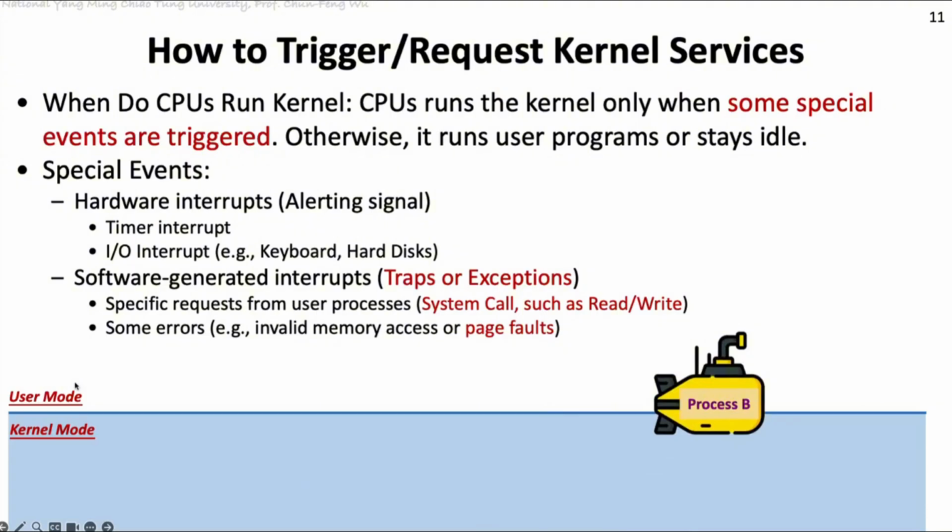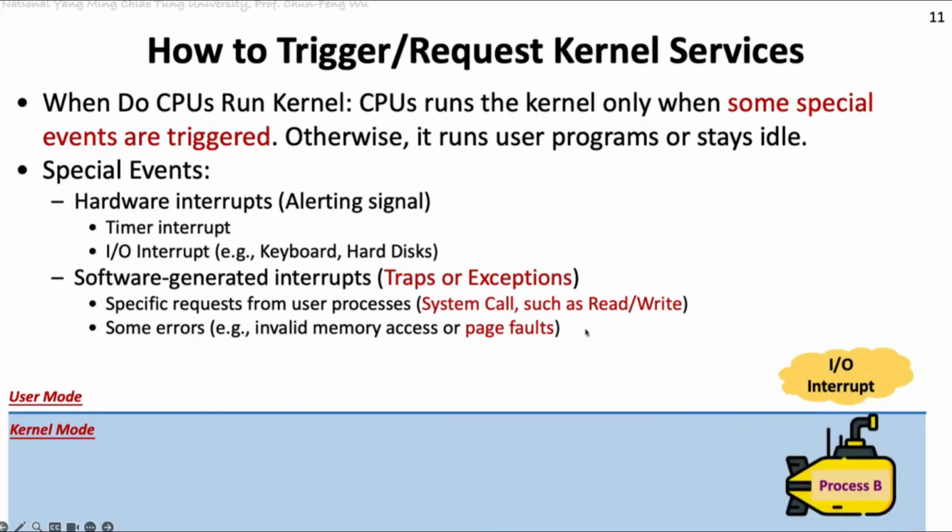Okay, so this is how user process execution relates to the operating system. Oh, and there's another thing. If there's an I/O interrupt, it's the same thing, because we are not in process B, so the CPU will go into kernel mode to execute the I/O scheduler. Okay, so this is how the kernel executes.